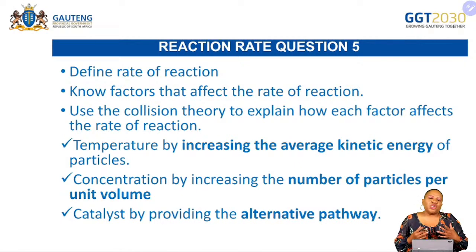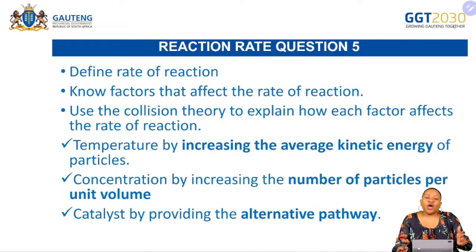Then question 5 is about rates of reactions. So what is it that we need to understand about rates of reaction? Definitely we need to define the rate of reaction. We also need to know the factors that affect the rate of reaction. But just know that the examiner will not say to you list the factors. The examiner will expect you to explain the factors using the collision theory on how each factor affects the rate of reaction.